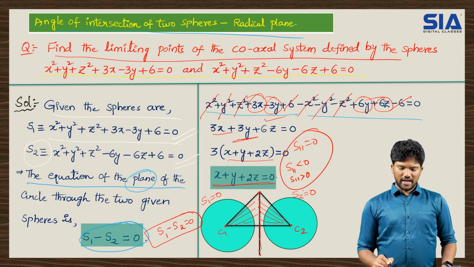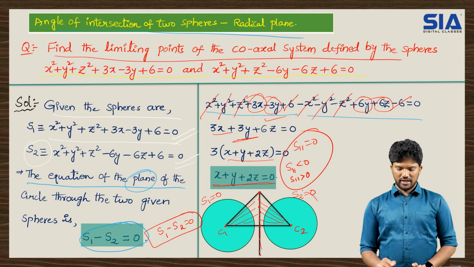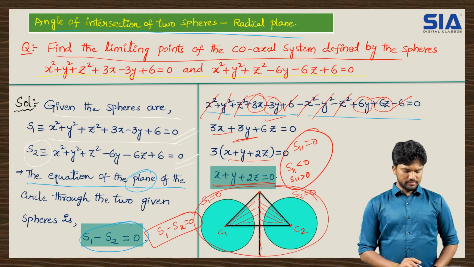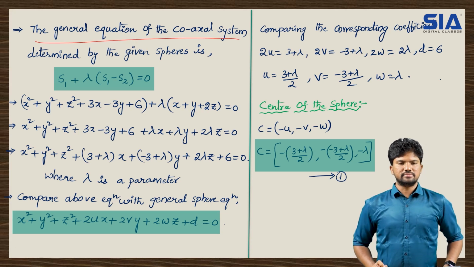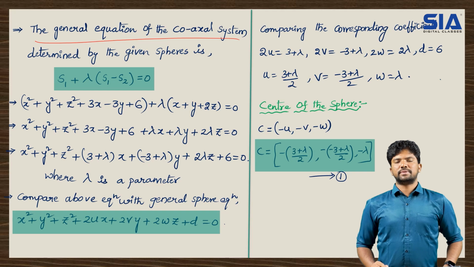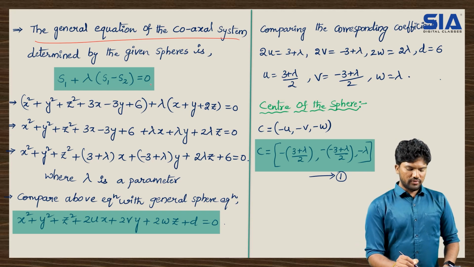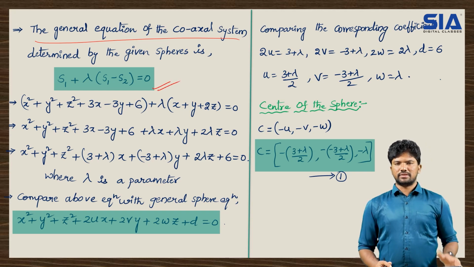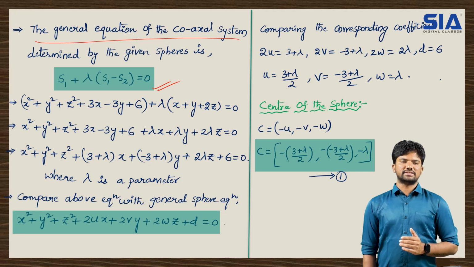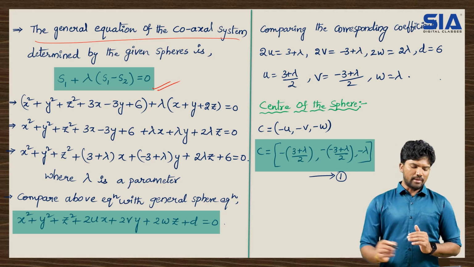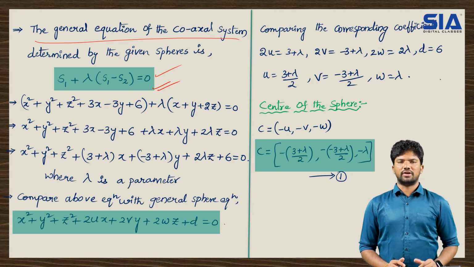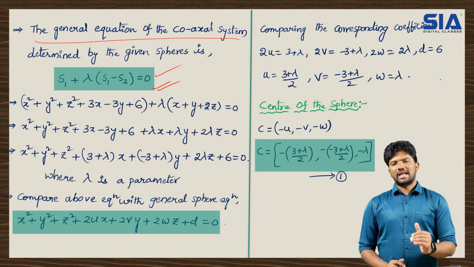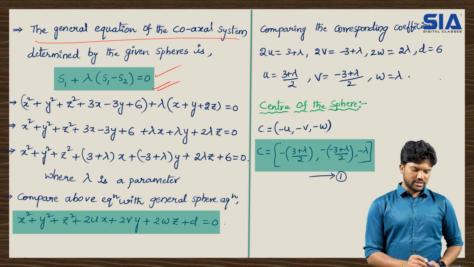The radical plane diagram will be in this format, you can see clearly here. Now the general equation of the coaxial system determined by the given spheres is S1 plus lambda into S1 minus S2 is equal to 0. Just remember, very important: S1 plus lambda into S1 minus S2 is equal to 0.